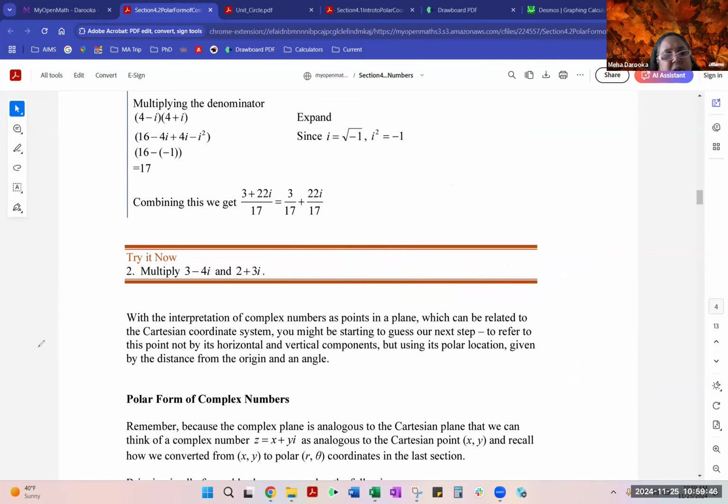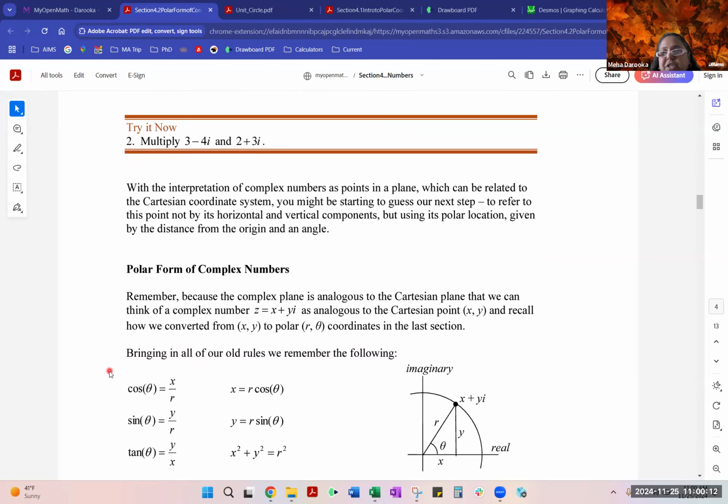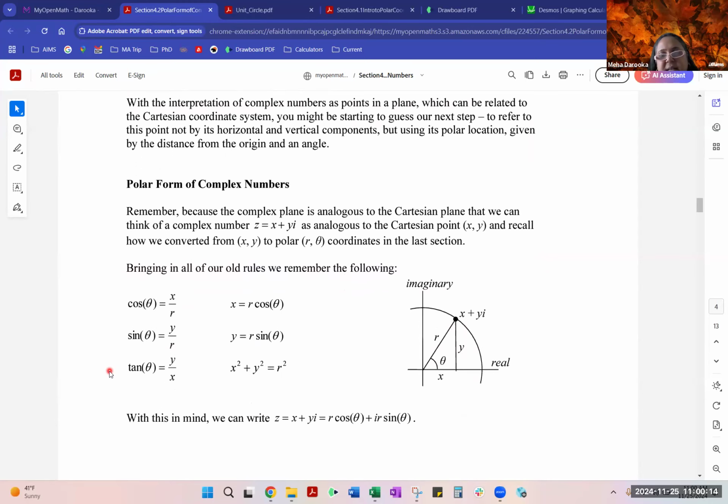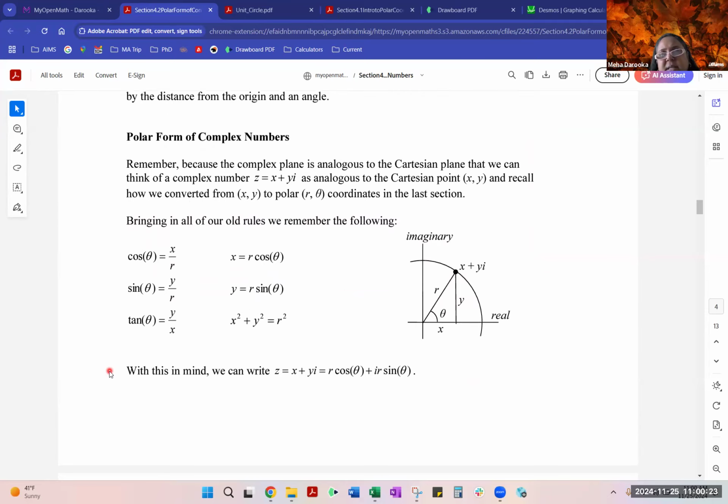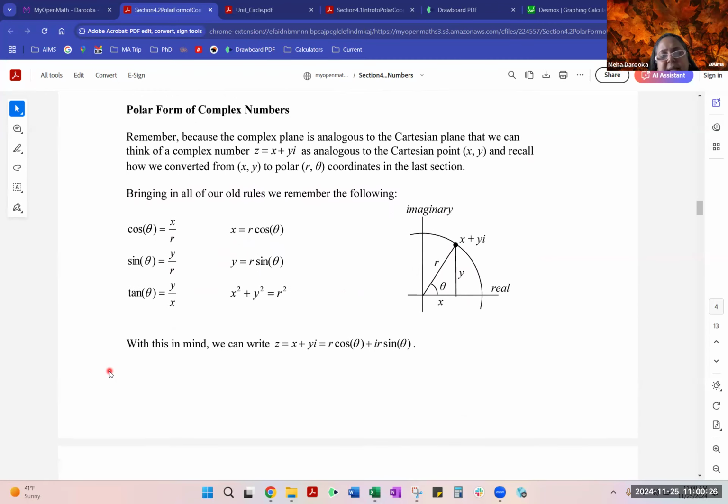This guy over here is just kind of talking about, with the interpretation of complex numbers as points in a plane, you can basically use that same idea of the Cartesian coordinate system. So obviously, as you can imagine, if we are talking about these points by their horizontal and vertical coordinates, using their polar location, we would be talking in terms of origin and the angle, right? So you would see a little bit of overlap between the discussion we've had so far in 4.1, and we'll be building up on that as we're converting these into polar form. So we'll pick up from there, guys.